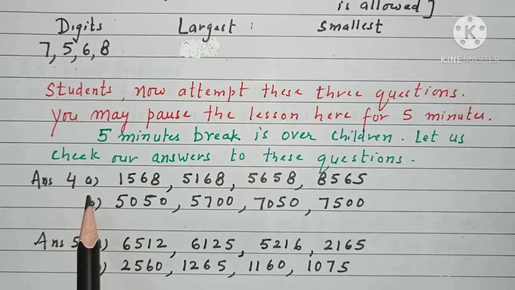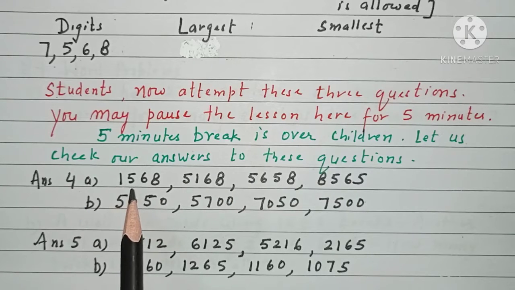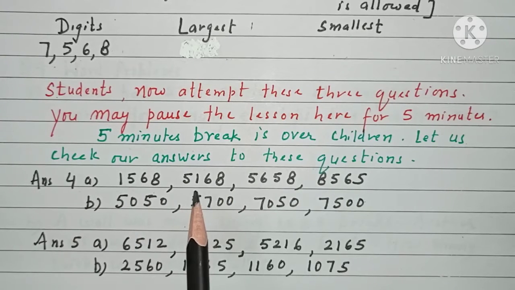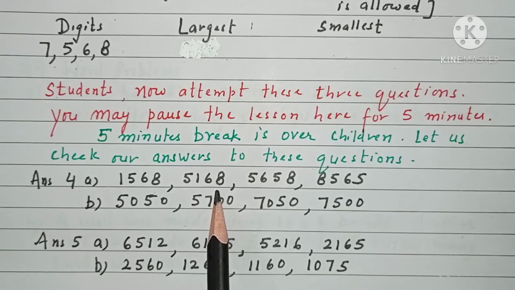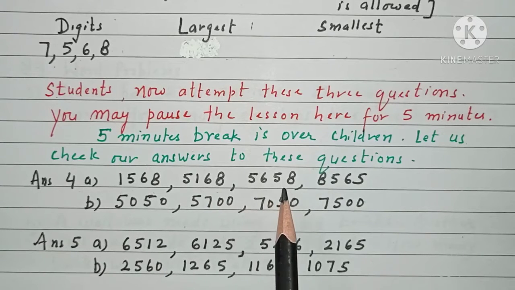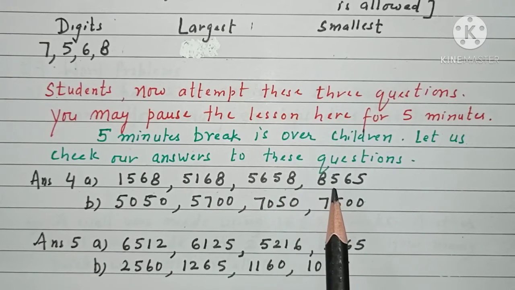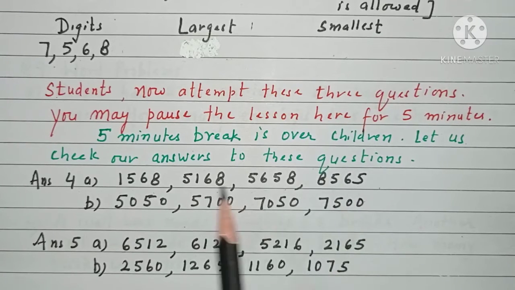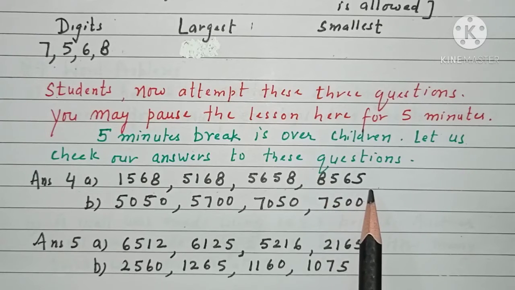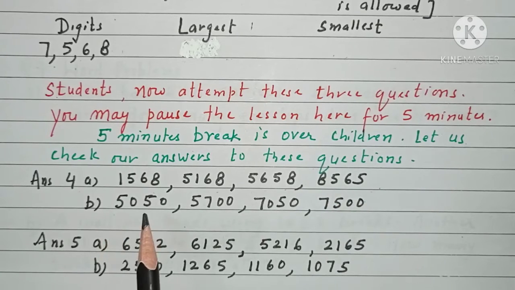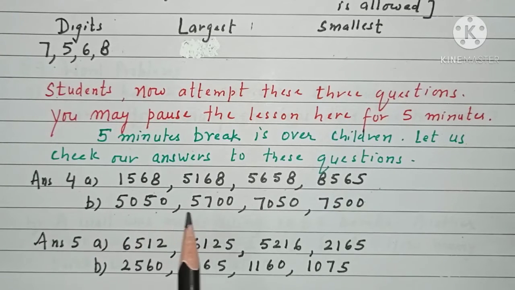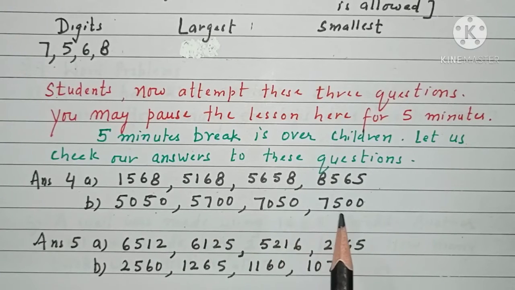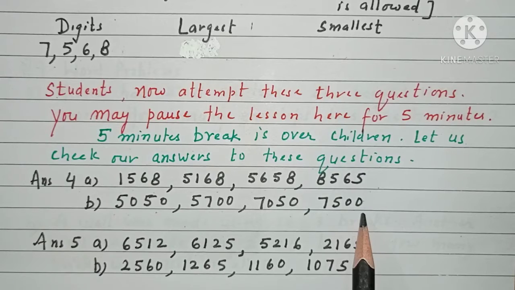Answer for the part A: 1568, then 5168, 5658 and 8565. So these are the numbers in the ascending order. And in the B part, 5050, then 5700, 7050 and 7500.